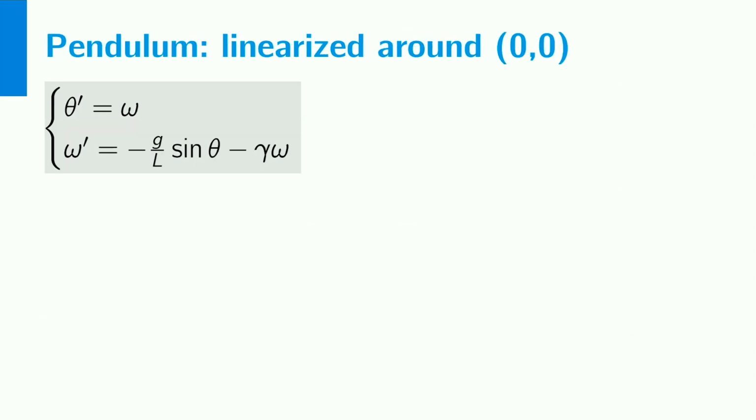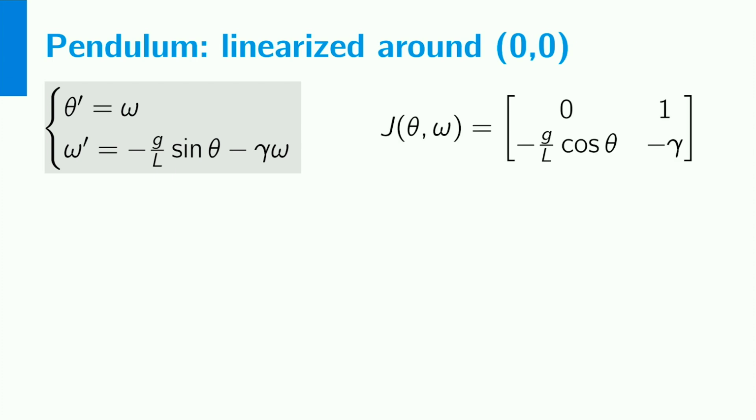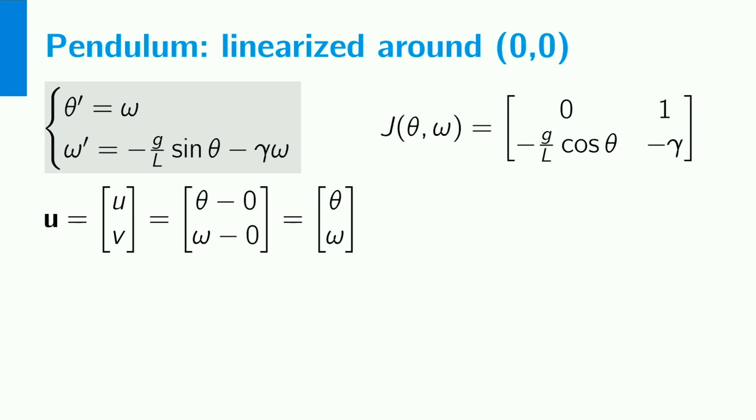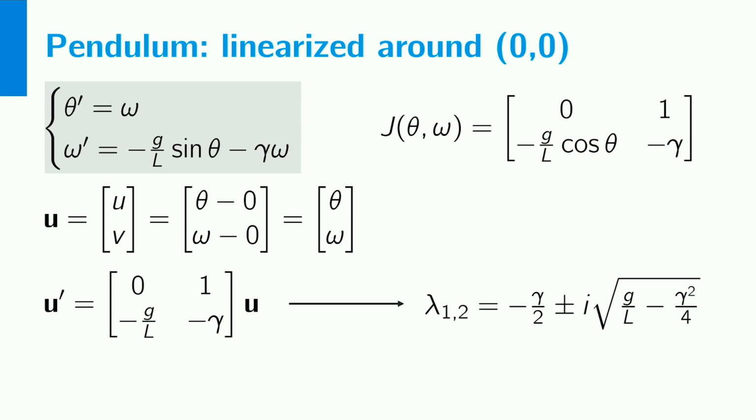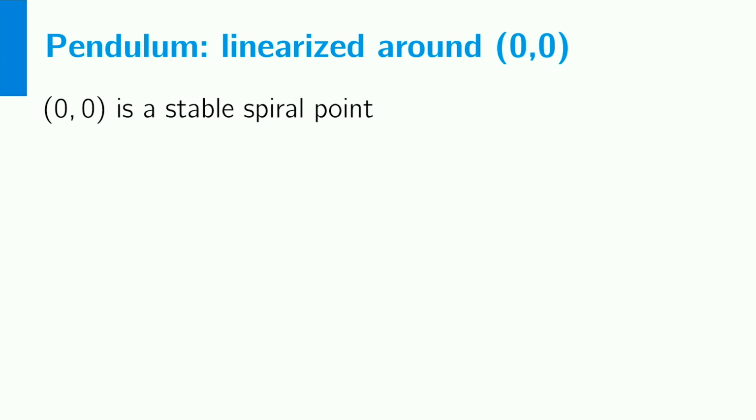Now linearize the system around equilibrium point (0, 0). First calculate the Jacobian matrix. Introduce new translated variables u and v, which are simple in this case. The linearized system becomes the derivative of u equals a simple matrix times vector u. The eigenvalues of the matrix are complex with negative real parts. So (0, 0) is a stable spiral point.